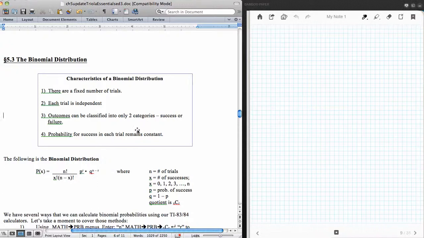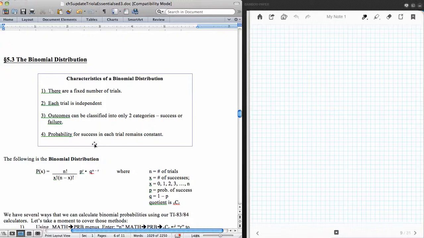So the two categories that we would have for, say, the radio example that we just looked at, it's a defective or it's a good radio. And our success in that case, we were looking for the defective. So you see what I mean? The success failure thing can kind of be a confusing thing.